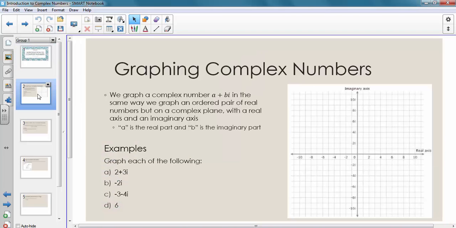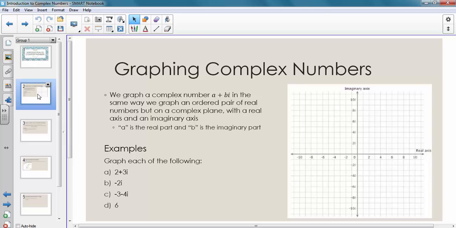So the first thing we're going to look at is how to graph complex numbers. We graph a complex number, a plus bi, in the same way that we graph an ordered pair of real numbers, x comma y, but on a complex plane. A complex plane has a real axis instead of an x-axis and an imaginary axis instead of a y-axis. So in looking at a complex number, a plus bi, a is the real part and b is the imaginary part. So now let's look at the following examples.